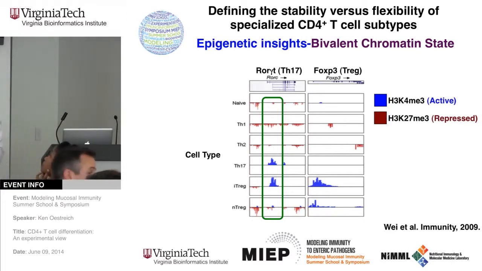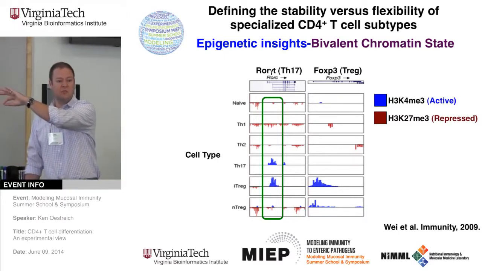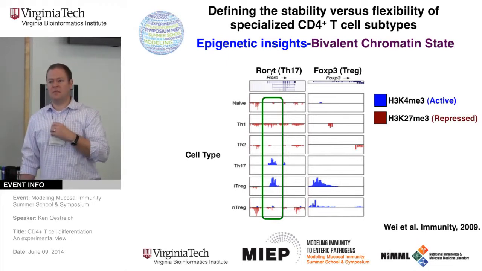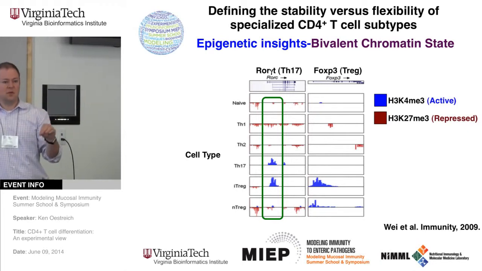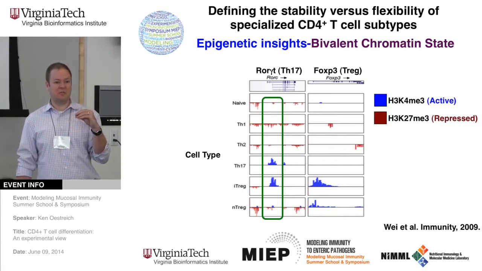Yes? Curious how you select these cells. Well, those particular experiments were actually done by Keji Zhao's group at NIH, so not my group. I believe that they just went through standard purification systems. Exactly, and then they did the ChIP analysis with the antibodies.